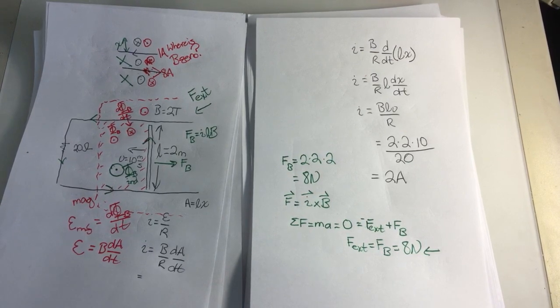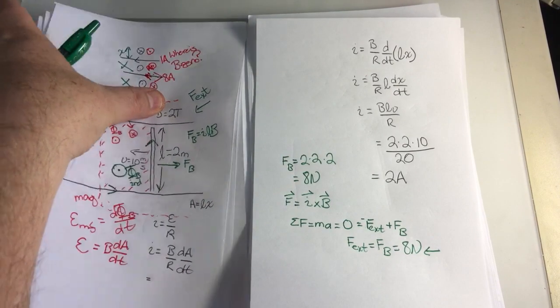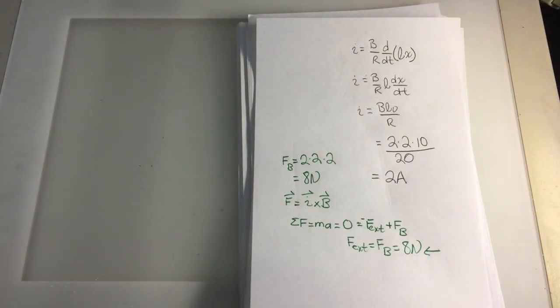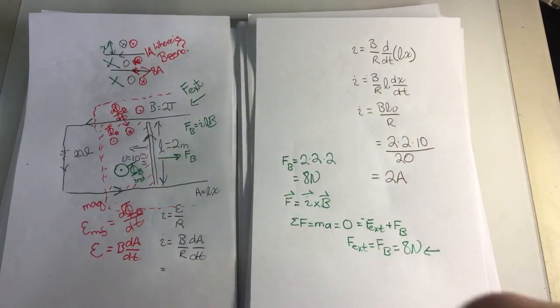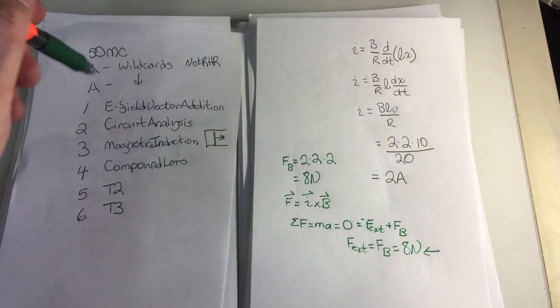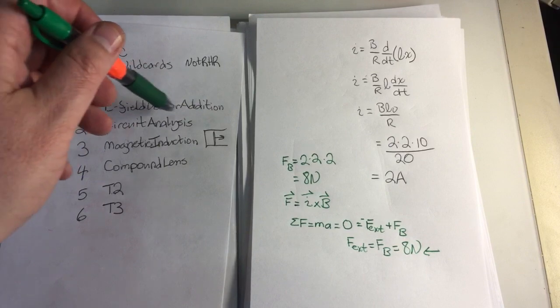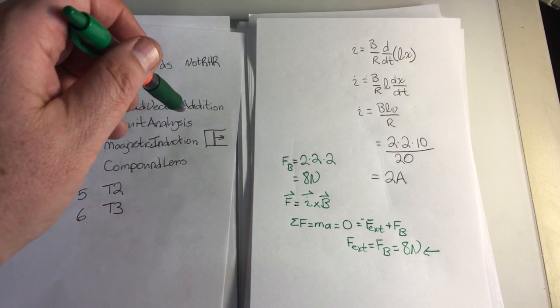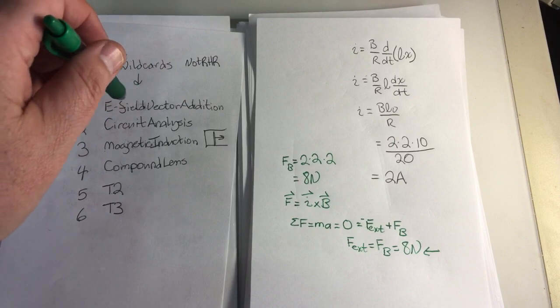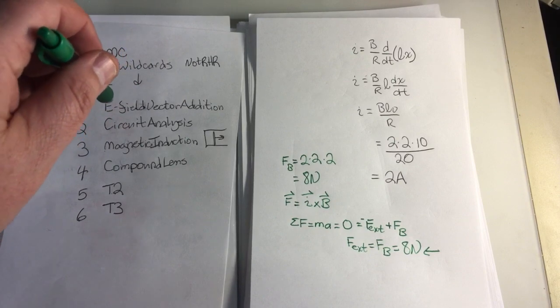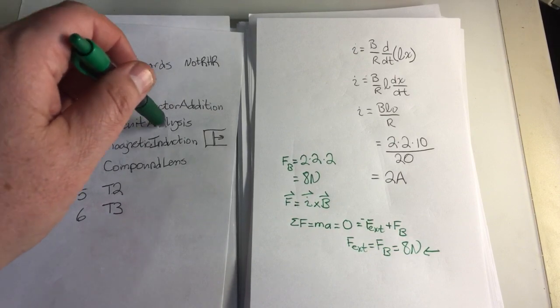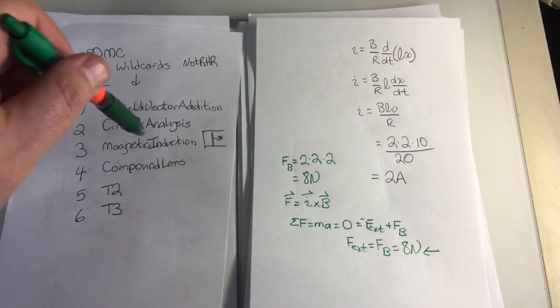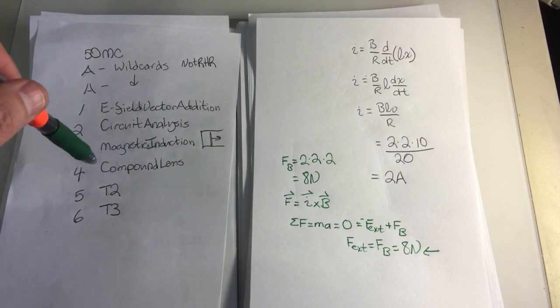All right. So we've gone over. Let's review this whole thing. All right. E-field vector addition. What I'm going to do is this afternoon I'll publish the solution for that, and I'll write it nicely. Circuit analysis we've covered, magnetic induction we've covered, compound lens we've covered.